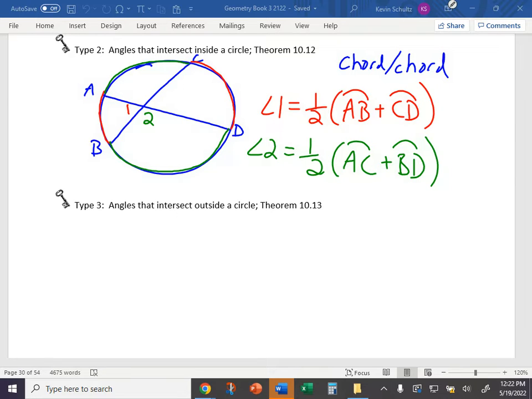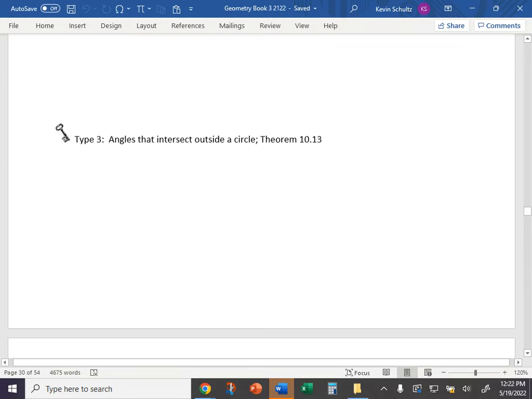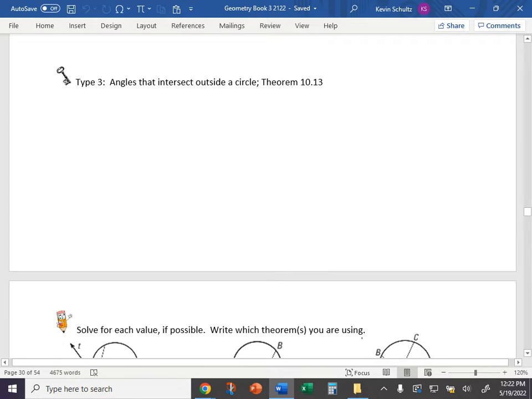Fine. The third combo actually has 3 parts to it. Angles that intersect outside the circle. But the good news is the formula is the same for all 3 situations.